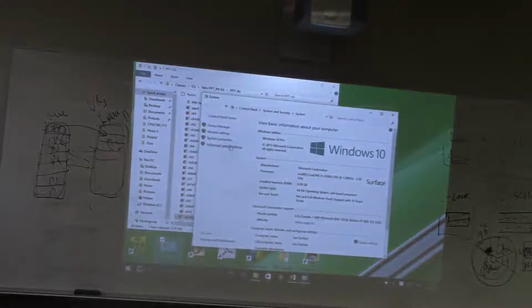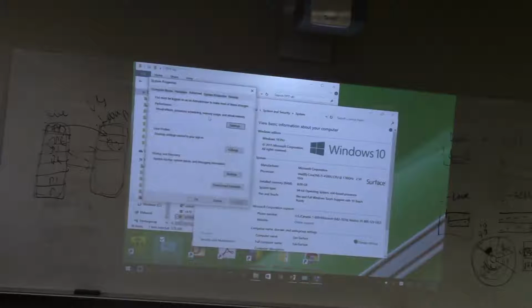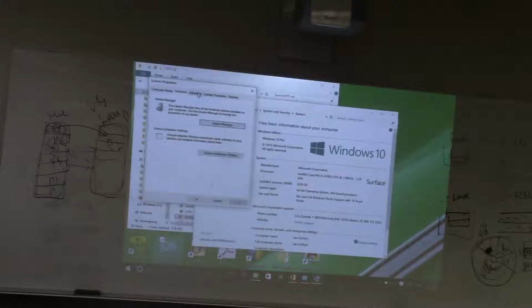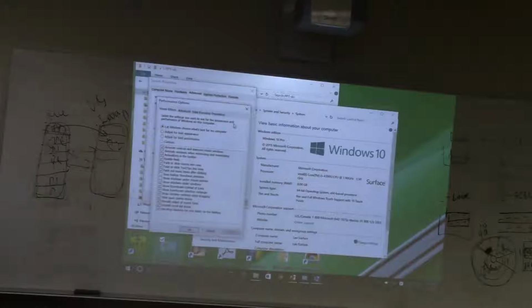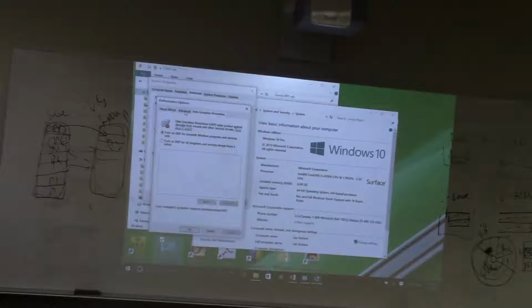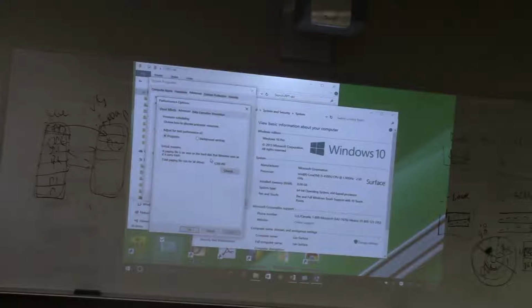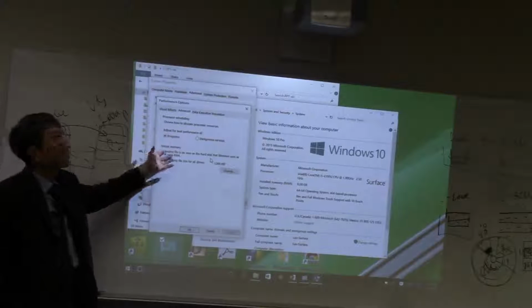Oops. Oh yes. So advanced setting. If you go to the advanced setting, system, hardware, device, advanced. Yes, here. So this one even has the virtual memory.